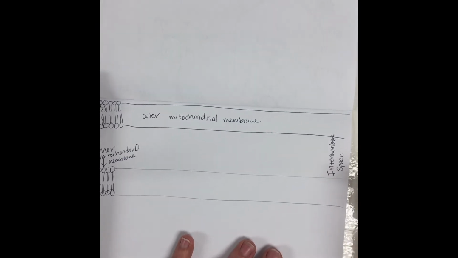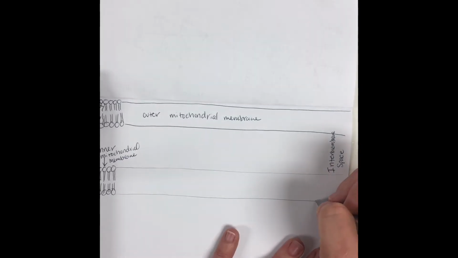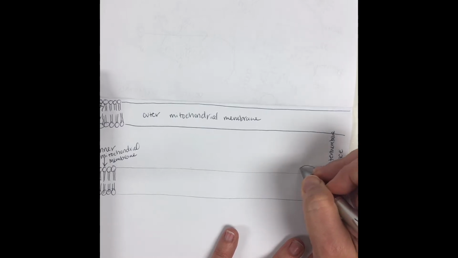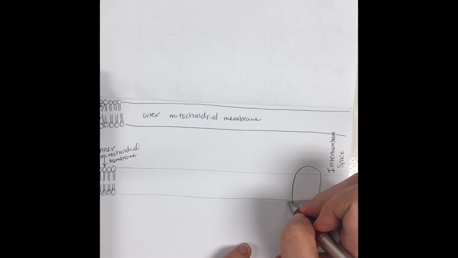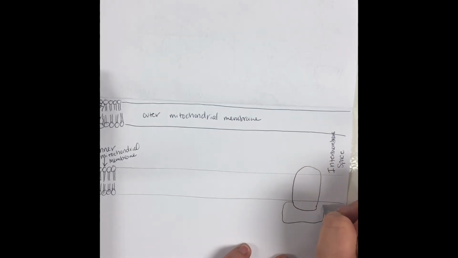All right, if you want to add some colors, that might help, okay? All right, so now I'm going to draw in my proteins that I'm going to need to reference. They are transmembrane proteins.